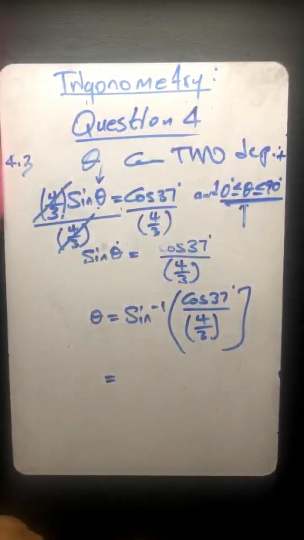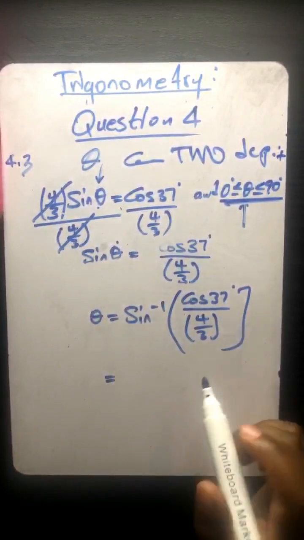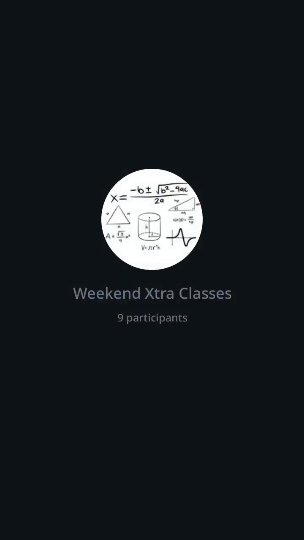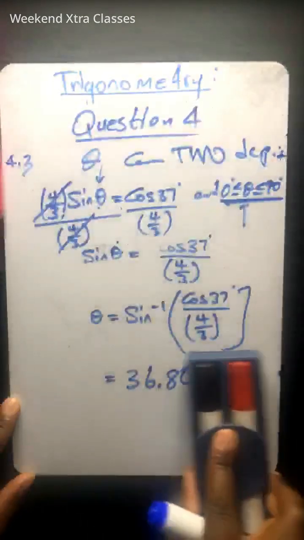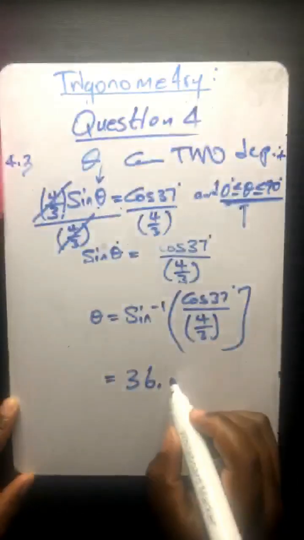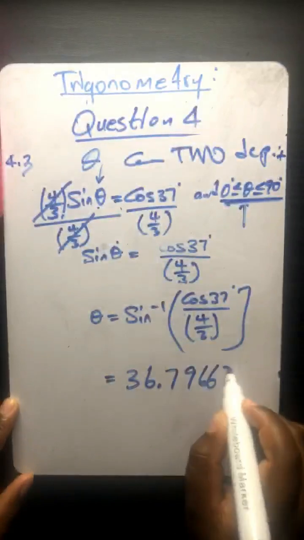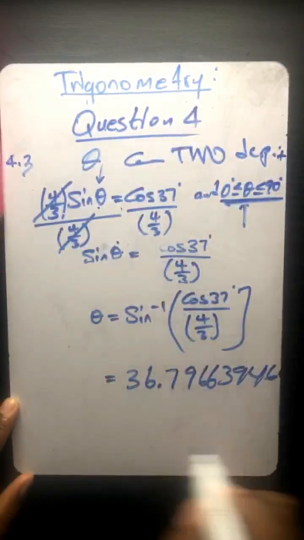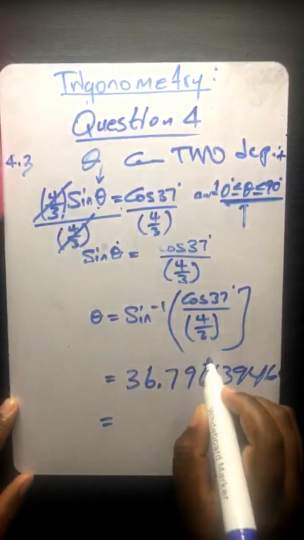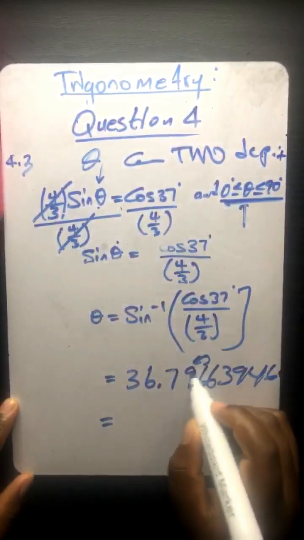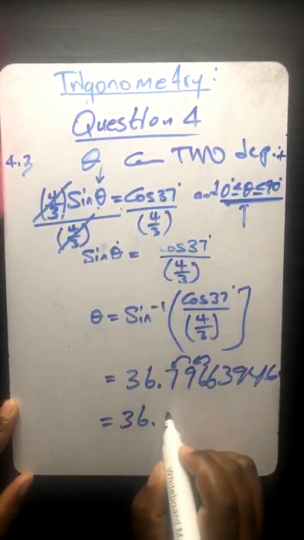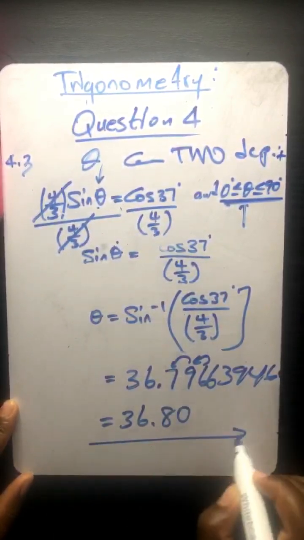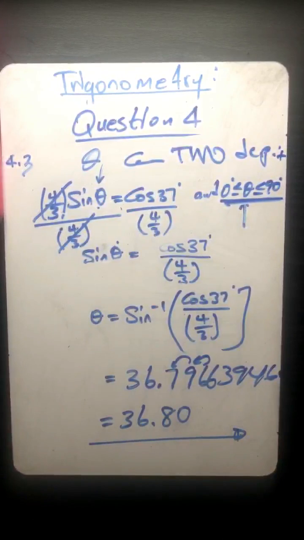36.79, but remember, they said correct to 2 decimal places. That is why I can maybe say this is 36.80. Maybe let me write it as it is: 36.7966394. So when you correct it to 2 decimal places, that adds up to that, and then it makes it 10, and then 1 adds up to that, then it's 36.80. So that's how you easily solve that.